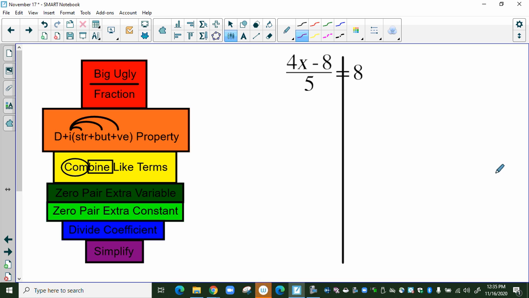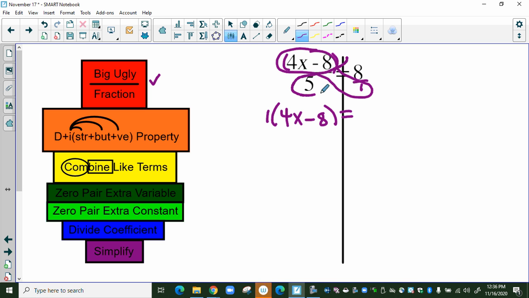This is a pretty simple one. We ask ourselves now, do we have a big ugly fraction? I look at the problem, yep, I sure do, because here is a fraction that has math in the numerator. So I do have the big ugly fraction. So the first thing I want to do is get rid of that by cross multiplying. Since the 8 is not a fraction, I'm going to make it 1 by putting a 1 underneath. And then I'm going to cross multiply. So I'm going to group my 4x minus 8. I'm going to put the 1 in front of it.